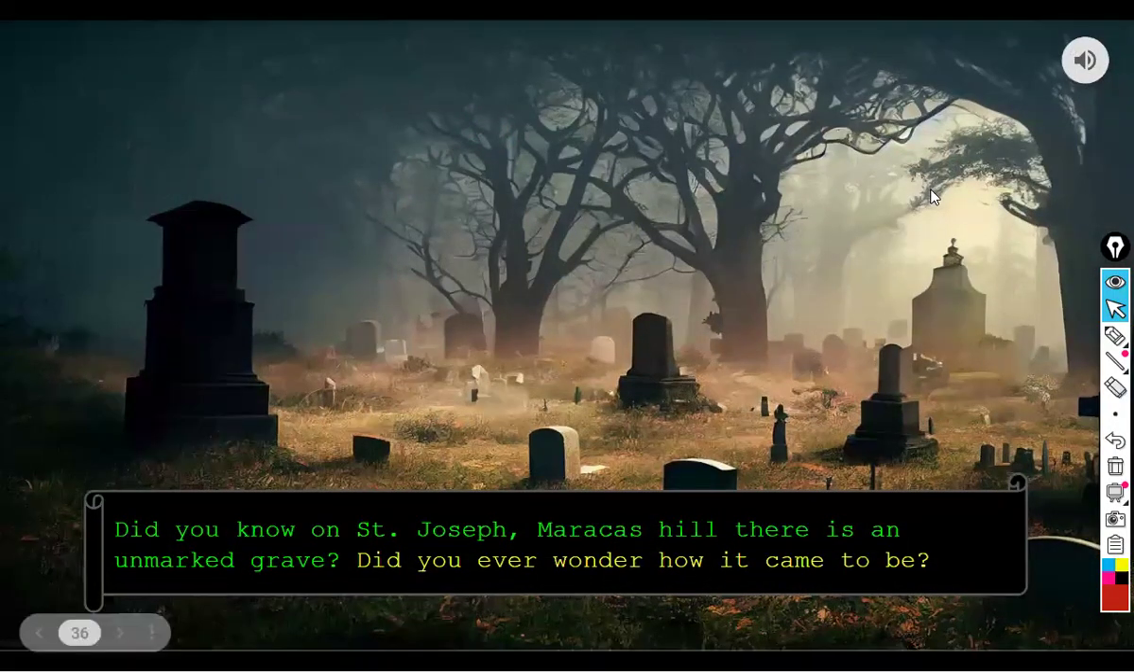Did you know on St. Joseph Maracas Hill, there is an unmarked grave? Have you all ever heard about that tale or that legend? Have your parents ever mentioned it? Or you ever heard someone say that somewhere in that cemetery on Maracas Valley, there's an unmarked grave? Did you ever wonder how it came to be? If you ever wondered, well, I'm going to tell you the story of that.